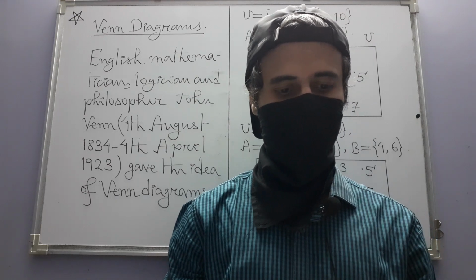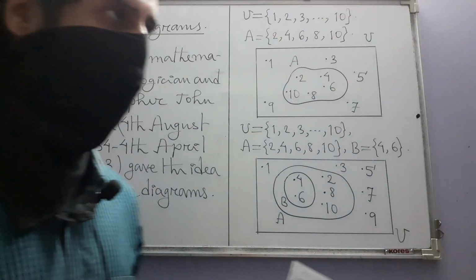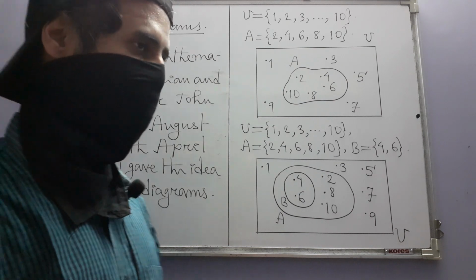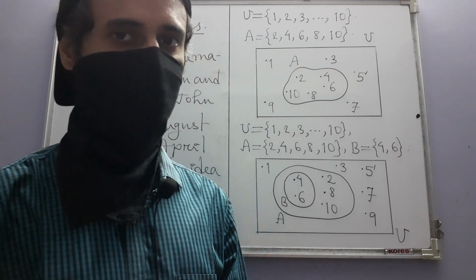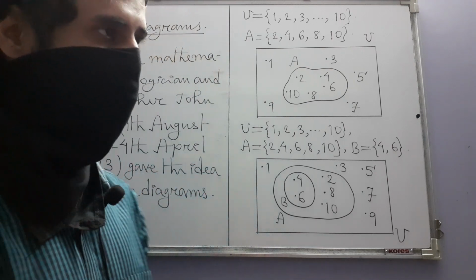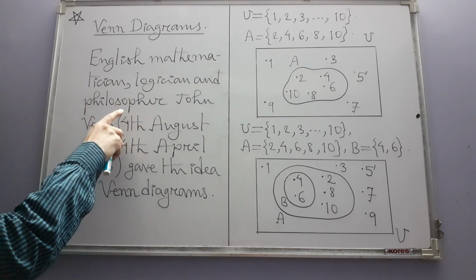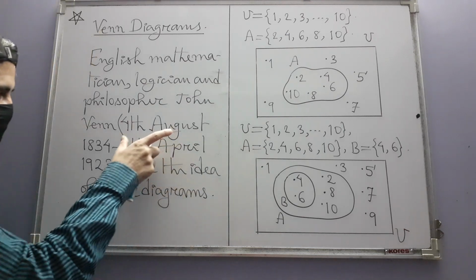Okay, so let us start with the topic of Venn diagrams today. These diagrams are ways of representing sets pictorially as pictures or figures. And the idea was given by the English mathematician, logician and philosopher John Venn, who lived in this time period.